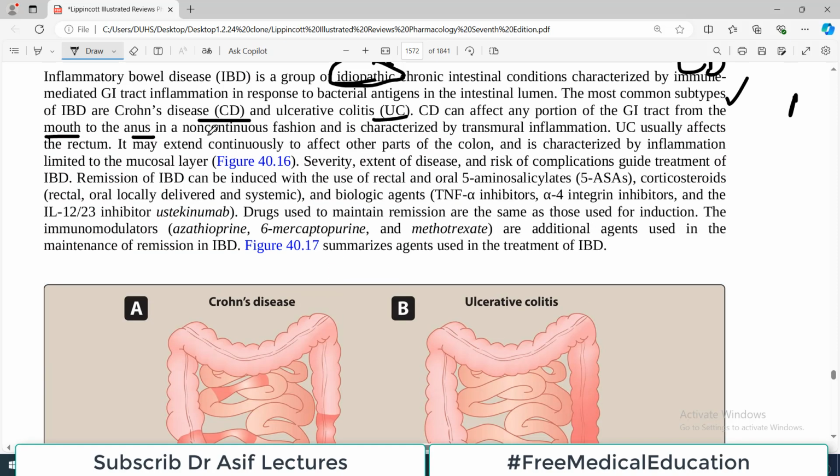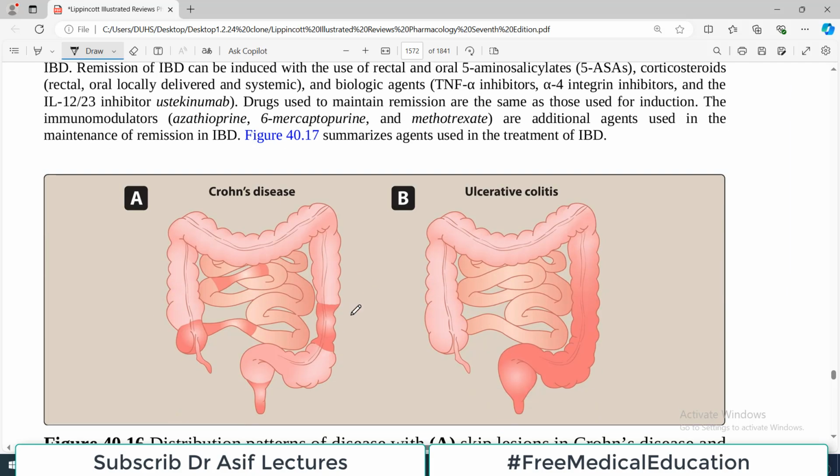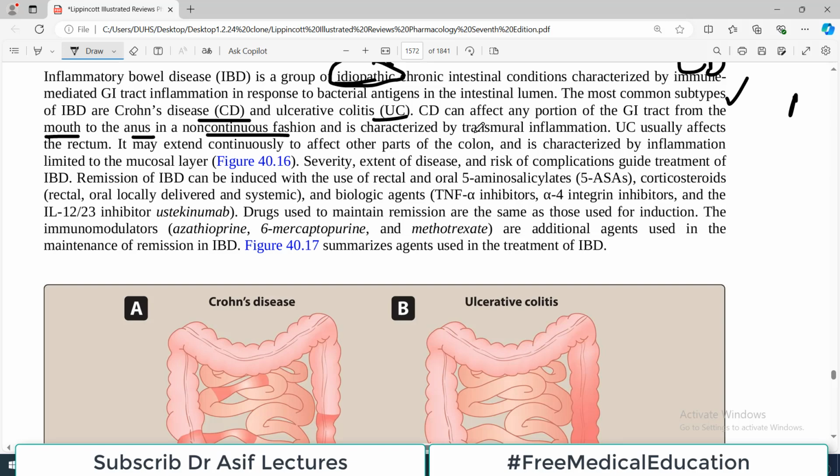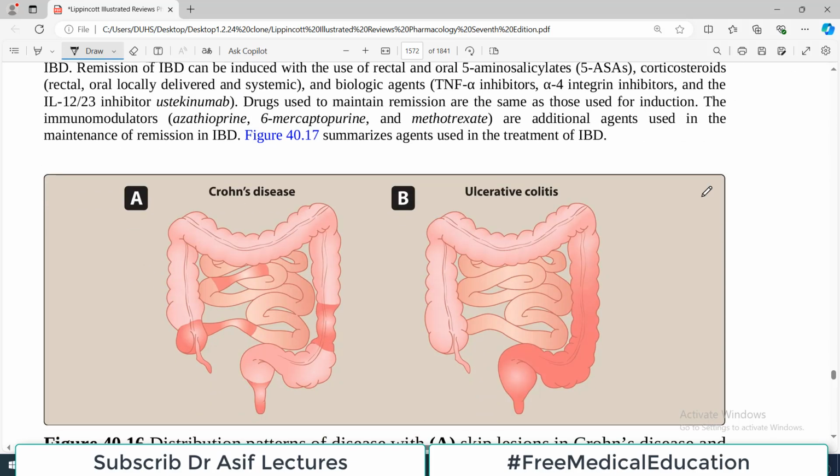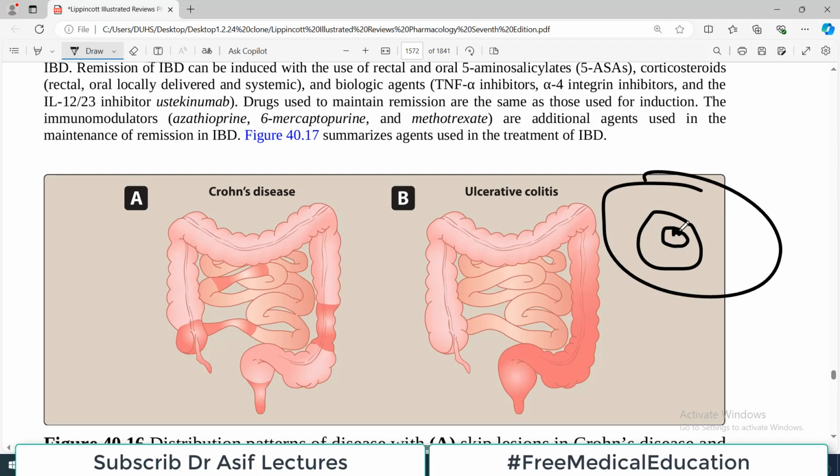So there can be a non-continuous fashion in Crohn's disease and it is characterized by transmural inflammation, यानी the whole length of the intestinal wall is affected. This is what we call transmural. Now, ulcerative colitis, on the other hand, usually affects the colorectum, rectum more routinely, and it may extend continuously to affect other parts of the colon, and it is limited usually to the mucosal layer, so only on the mucosal side, not throughout the wall. So, अगर आप wall draw कर रहे हैं, you know there is mucosa and then other layers, so only the mucosal layer is affected, but in Crohn's disease, it is transmural.